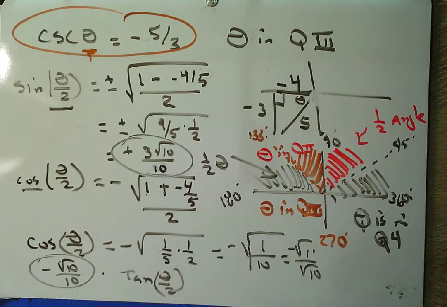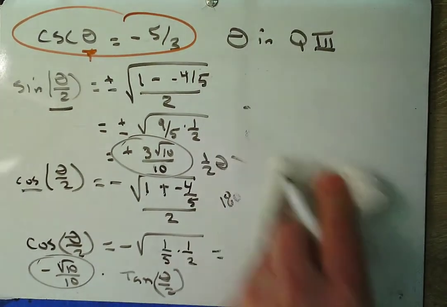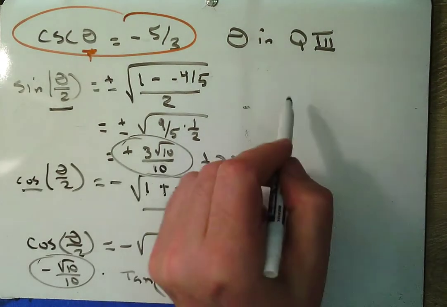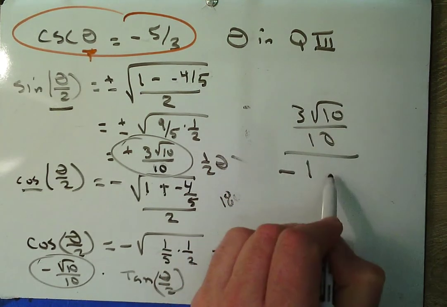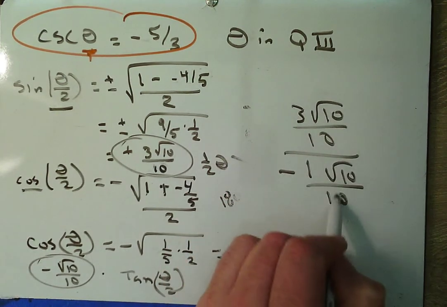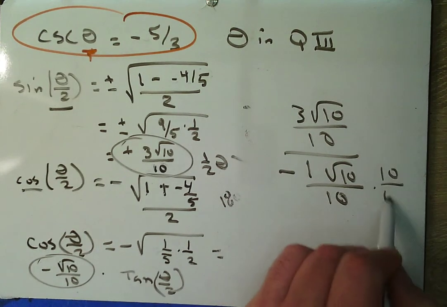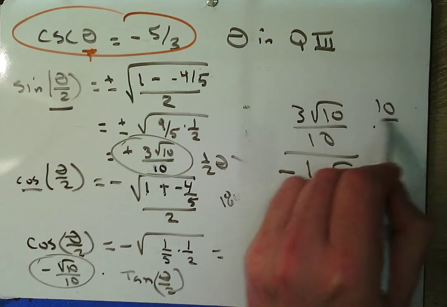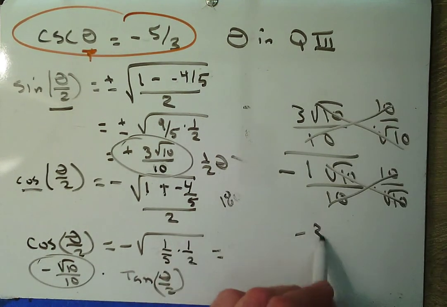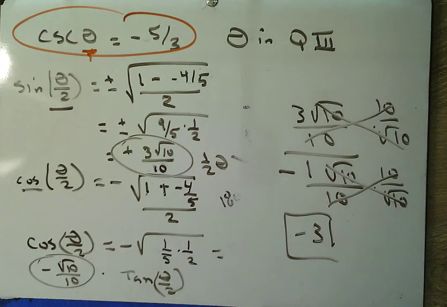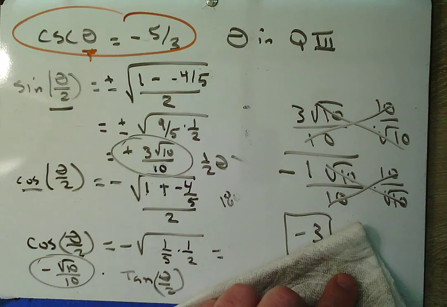So I've got, let me erase some of this. I've got 3 root 10 over 10 over negative 1 root 10 over 10. Well, if I flip and multiply with 10 over root 10, I end up with negative 3 as the tangent value. Okay, so that's draw a problems and using half angle formulas. That's mostly what we'll do.